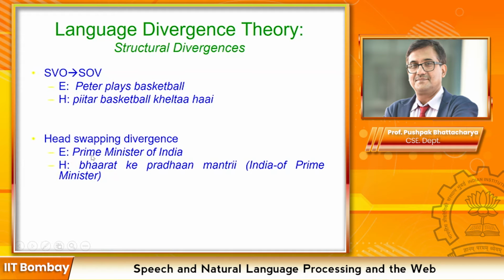Head swapping divergence is the swapping between head and modifier, head and dependent. You have done dependency parsing. So here head swapping is the swapping between head and modifier. So Prime Minister of India, Prime Minister of India, they transpose their position. So Bharat ke Pradhan Mantri. Pradhan Mantri has gone after ke and India has come before ke as Bharat. So this is called head swapping divergence. Just think about which is the head and which is the dependent or modifier, and are they getting interchanged. It's called head swapping.